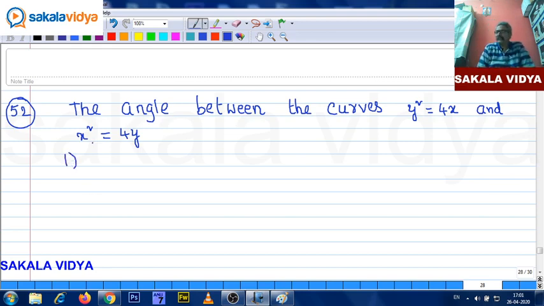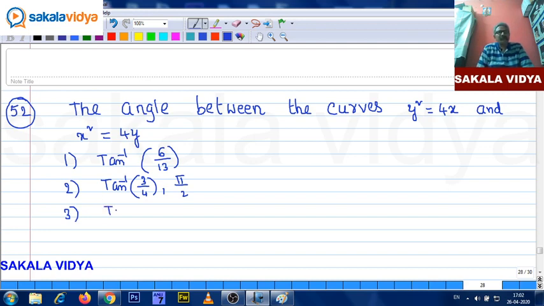So, first option is tan inverse 6 upon 13. Second option is tan inverse 3 by 4 comma pi by 2, both angles are there. And third option, tan inverse 5 upon root 3. Fourth option, tan inverse of 4 root 2 upon 7.